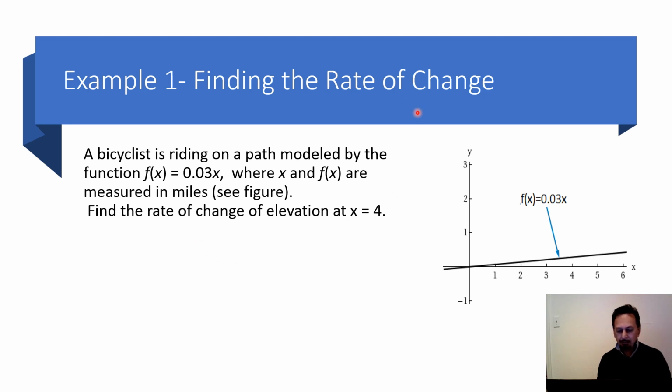Example 1, finding the rate of change. So here is a bicyclist. He's riding on a path modeled by the function f of x equal to 0.03x, where x and f of x are measured in miles. Find the rate of change of elevation at x equal to 4.